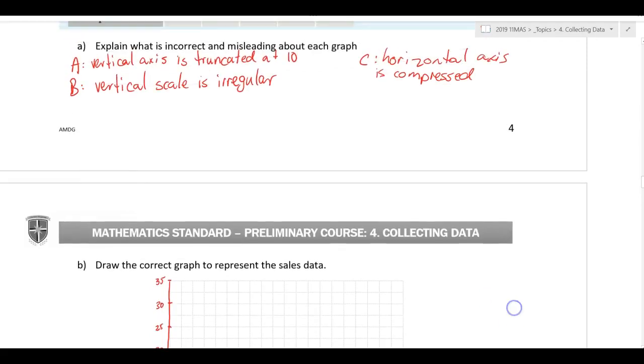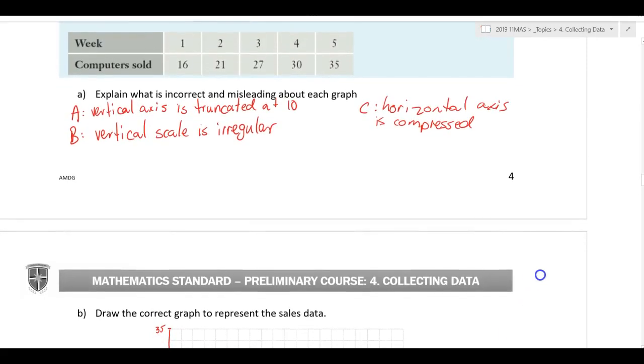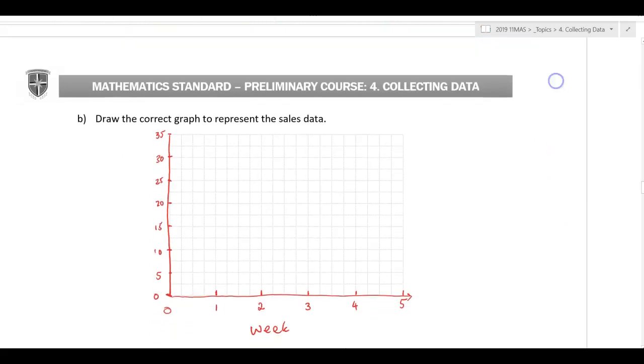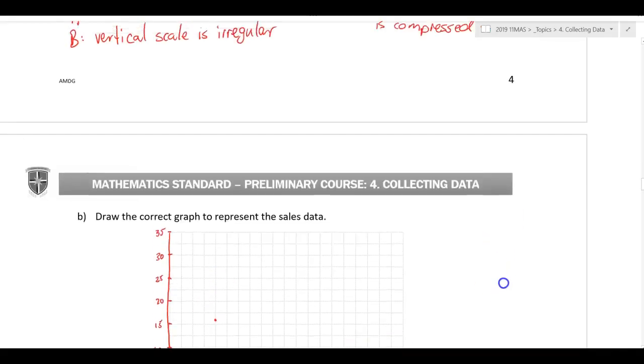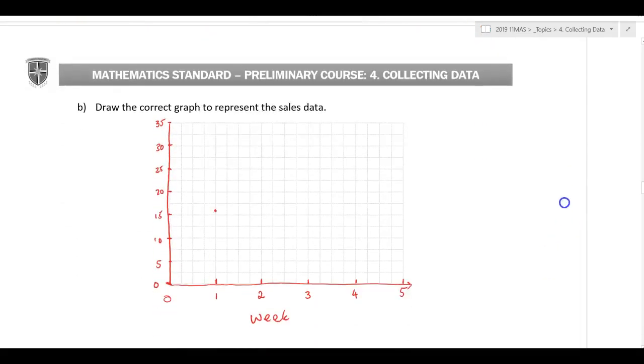Now we've got these points. 1 and 16 is my first point here. So across 1, up to 16. Looking at this scale, each of those is 5, so it's 2.5, so I need to go up just less than halfway. It's going to be about there. Use your ruler. Across 2, up to 21. Again, that goes about there.